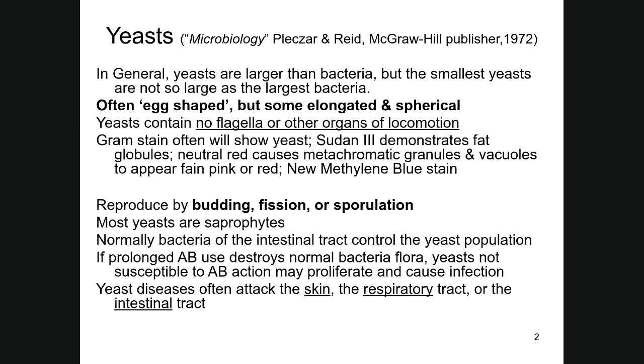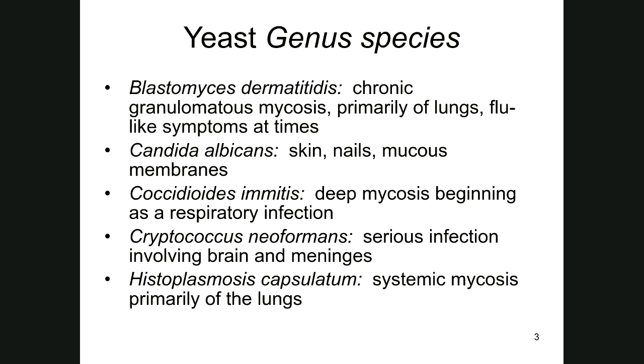Oftentimes yeast, and this is sort of the bold part here, are often egg-shaped. They have no flagella, no other organs of locomotion. Gram stain will often show yeast, although a stain that's called Sudan 3 may also help. New methylene blue might be utilized. And again, their reproduction is by budding, fission, okay, that kind of area. And yeast often attack our skin and respiratory or the intestinal tract.